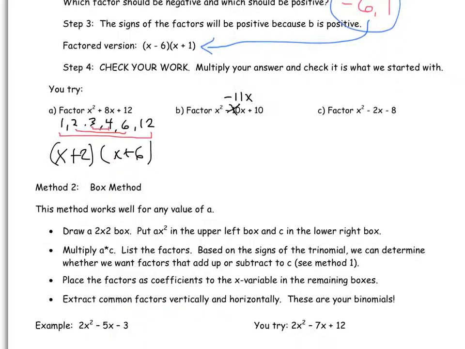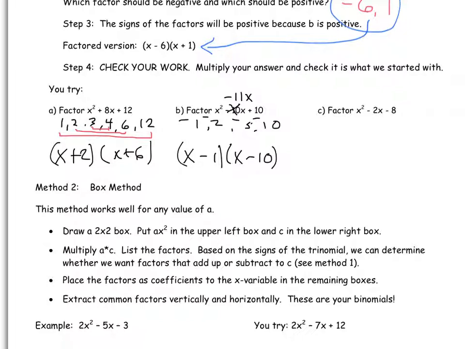Letter B, the numbers that multiply to 10 would be 1 and 10, 2 and 5. But we need it multiplying to a positive 10 and adding up to a negative. That means they're both going to be negative. So everything gets a negative attached to it. And the two numbers that add up to a negative 11 would be negative 1 and negative 10. So you should have got x minus 1, x minus 10.